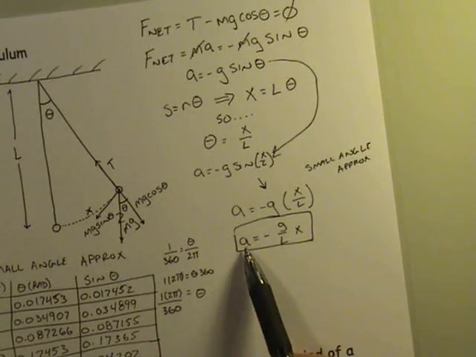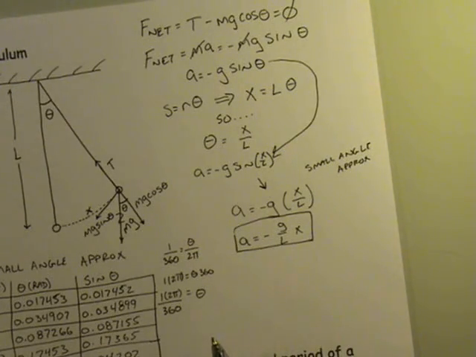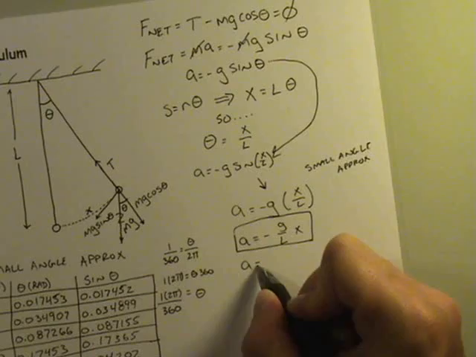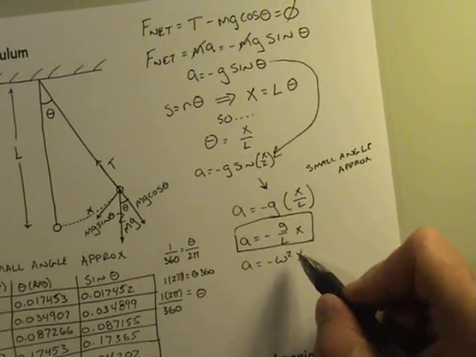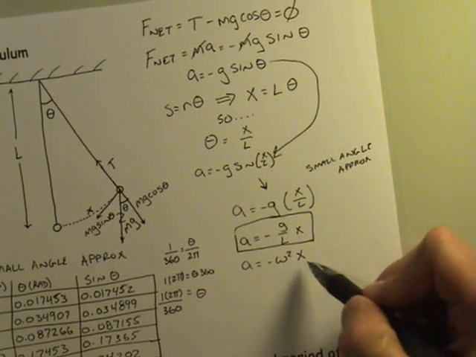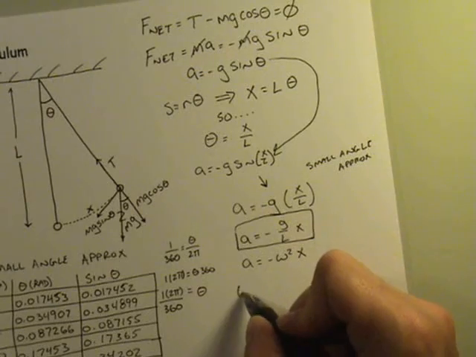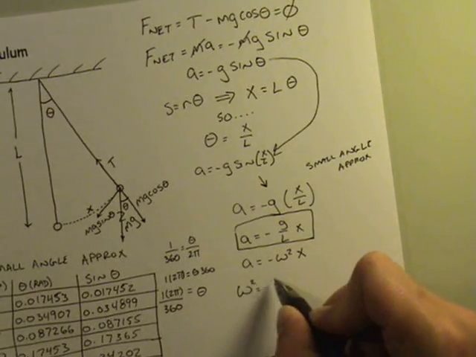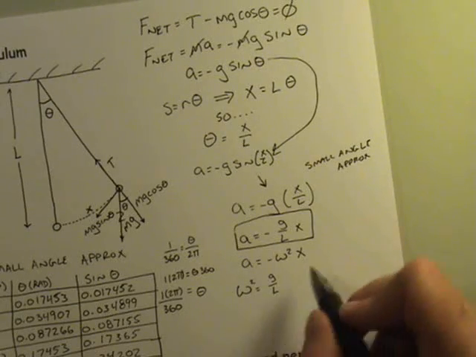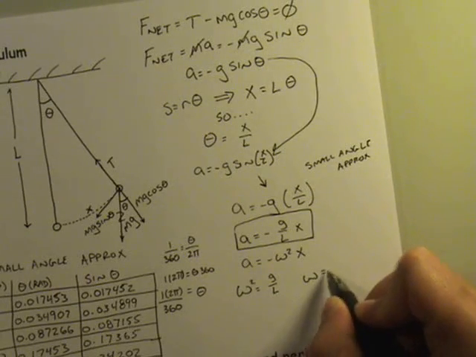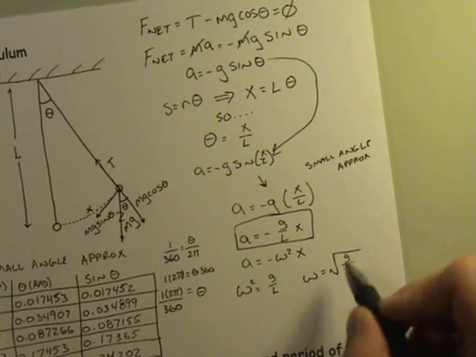We have the acceleration proportional to but opposite in direction to the displacement, and since the general formula for simple harmonic motion is A equals minus omega squared x, omega squared must be equal to G over L. So omega squared is equal to G over L, and that means that omega must be equal to the square root of G over L.